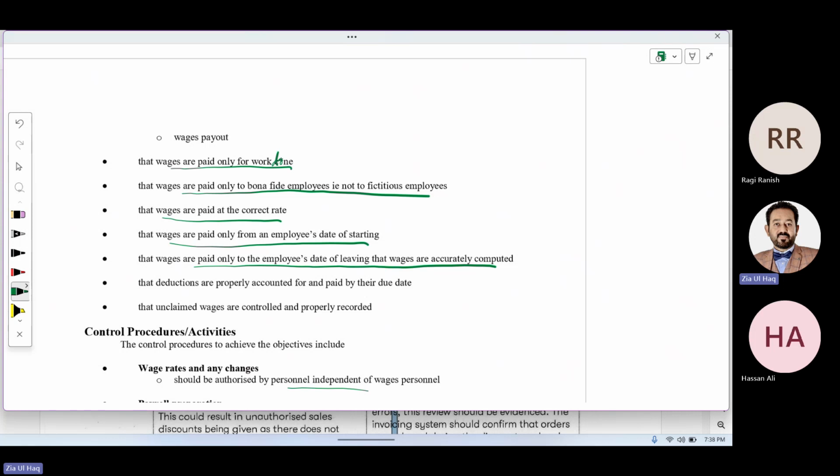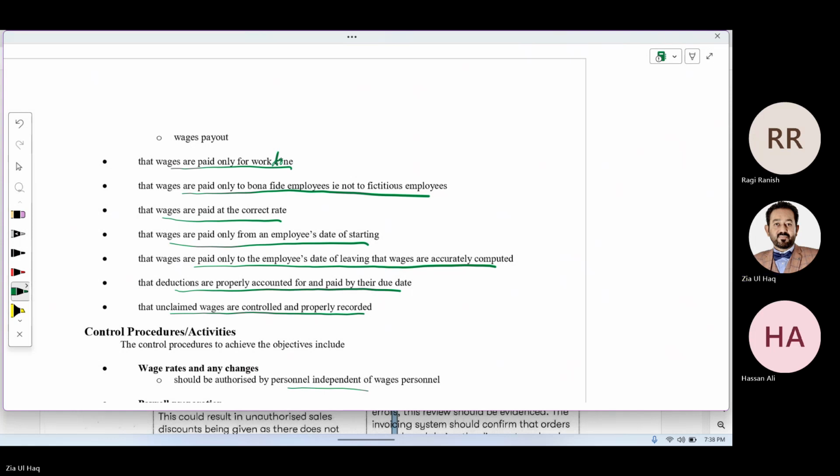that's why he should be deactivated from the system on the day of leaving. To ensure that deductions are properly accounted for and paid by their due dates, they should be made according to the correct rate table. To ensure that unclaimed wages are controlled and properly recorded, they should be securely placed or rebanked. To ensure that the employee has actually received the wages, a signature should be obtained. So these are the control objectives.